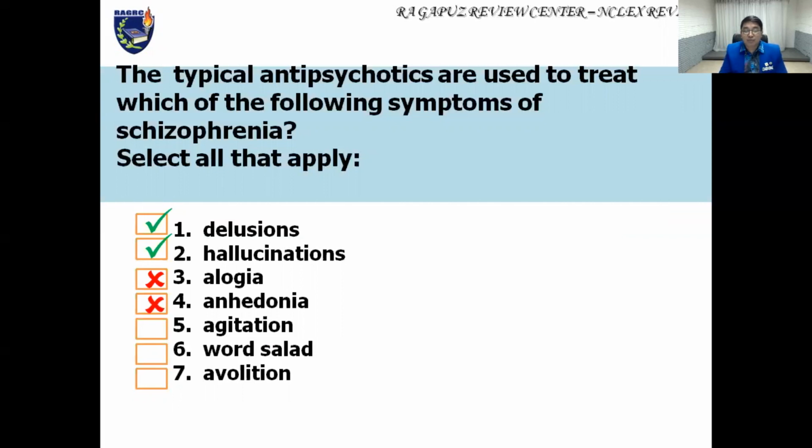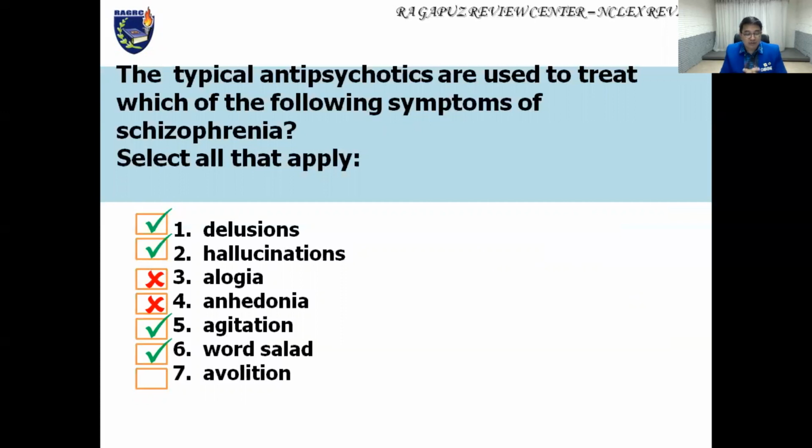Agitation, even if it begins with letter A, is anxiety with restlessness. It's one of the positive symptoms of schizophrenia, which is the target of your typical antipsychotic. So we put a check. Word salad is actually a positive symptom of schizophrenia. Word salad is extremely disorganized speech or writing.